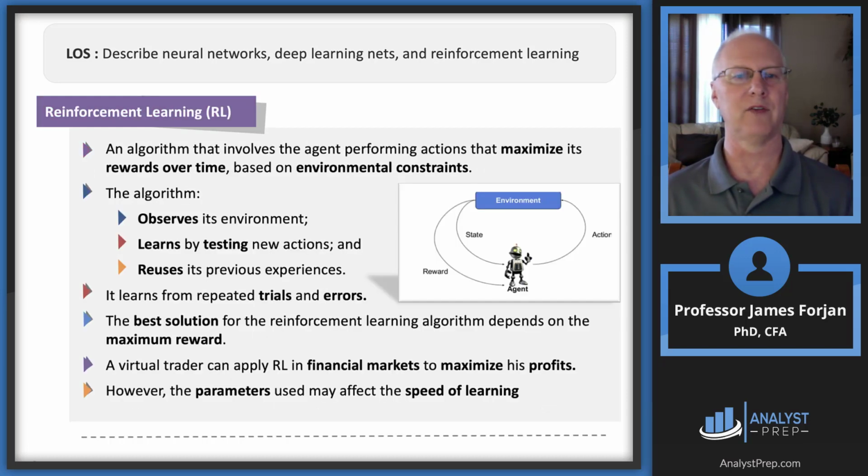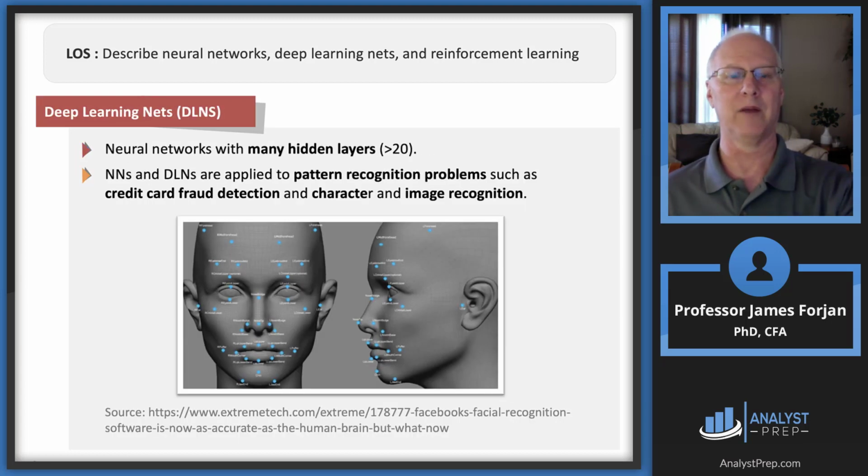Deep learning nets. Oh, so here, let me go back up to that first arrow point up there. Many, many hidden layers, in excess of 20. There's another one of those numbers, but I would probably remember that number for deep learning.